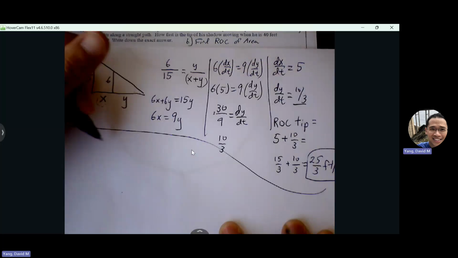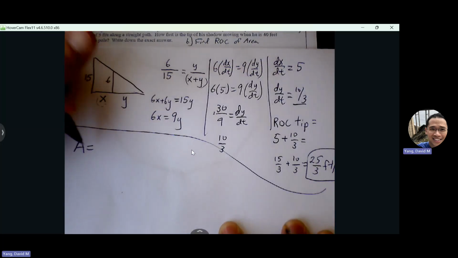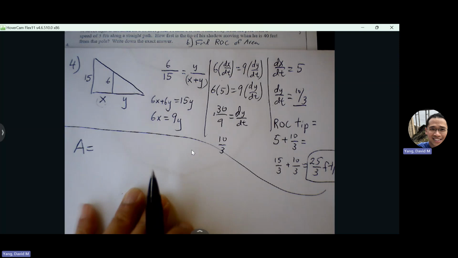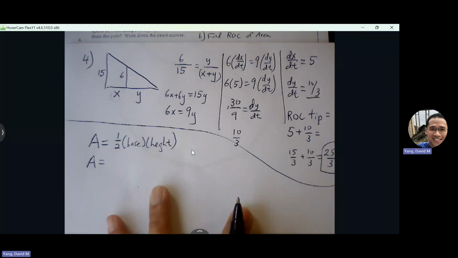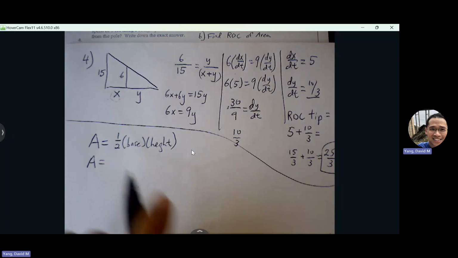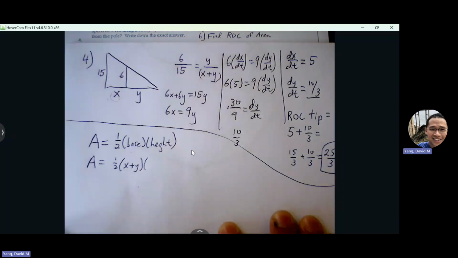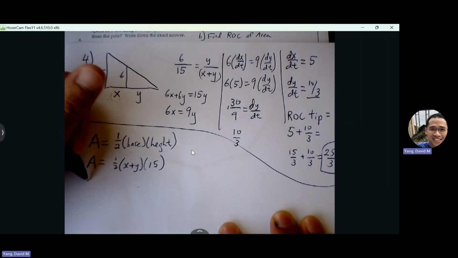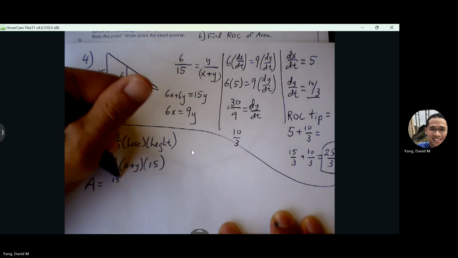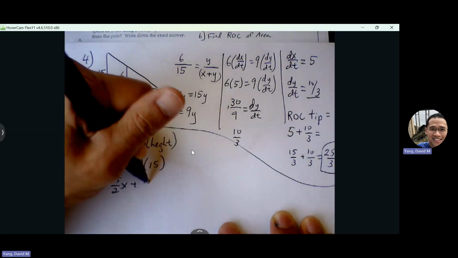This triangle at that moment in time. What would be the area formula for our triangle? The base is x plus y, yeah. So 1/2 times x plus y, and the height is 15. So I think all we need is power rule, right? We don't need product rule to build this out because I can just distribute that through.